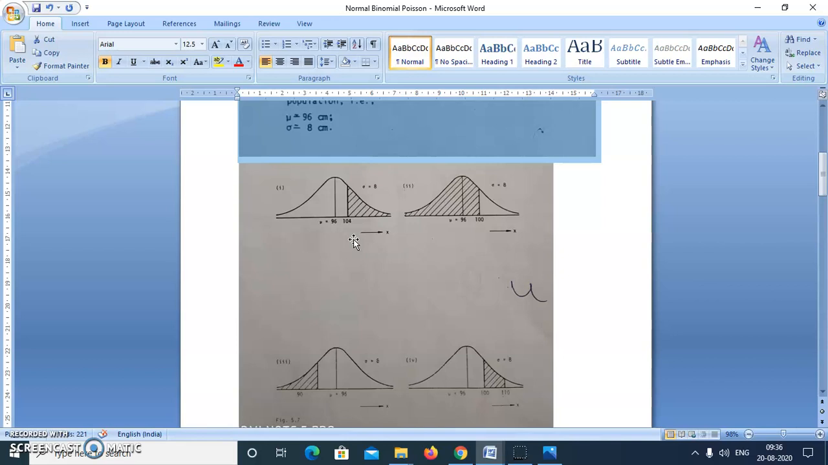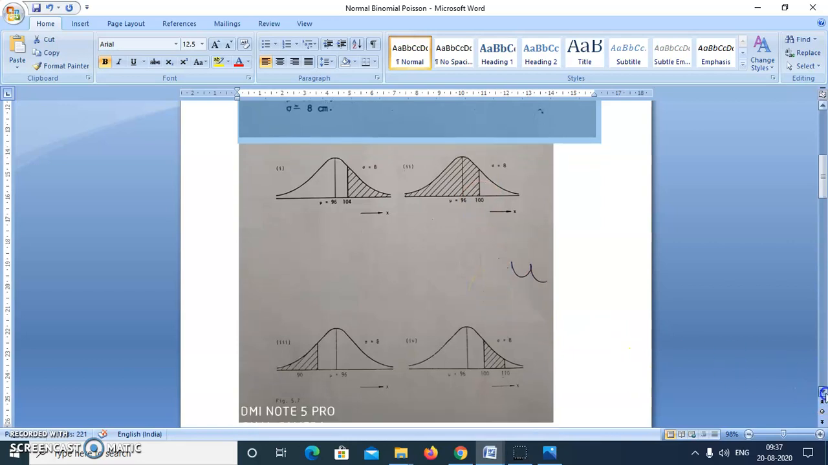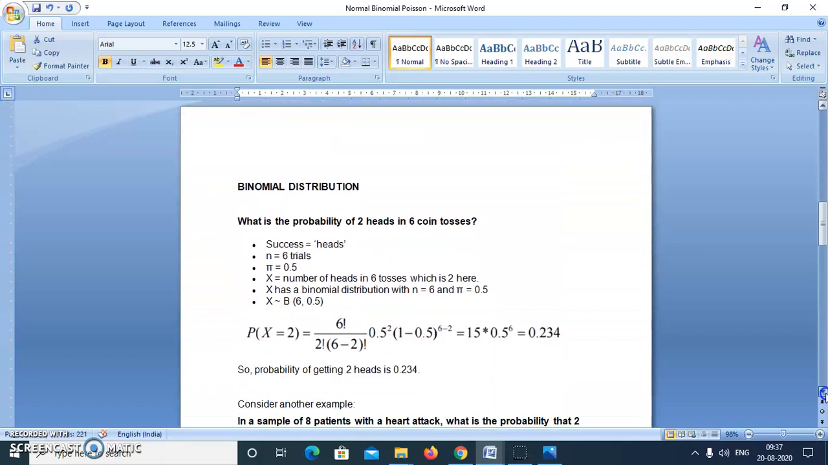So first we have to convert the normal distribution into standard normal distribution, which is done by the linear transformation x minus mu upon sigma. So first is 104 minus 96 upon sigma, which is 8. We'll calculate the value of u or z, and then from this value we'll see the alpha from the z distribution table, and we'll calculate this value of alpha, that is the area under the curve in this shaded portion. Similarly, we can do the other 3 parts of this question of normal distribution. You can study. Now the next is binomial distribution.